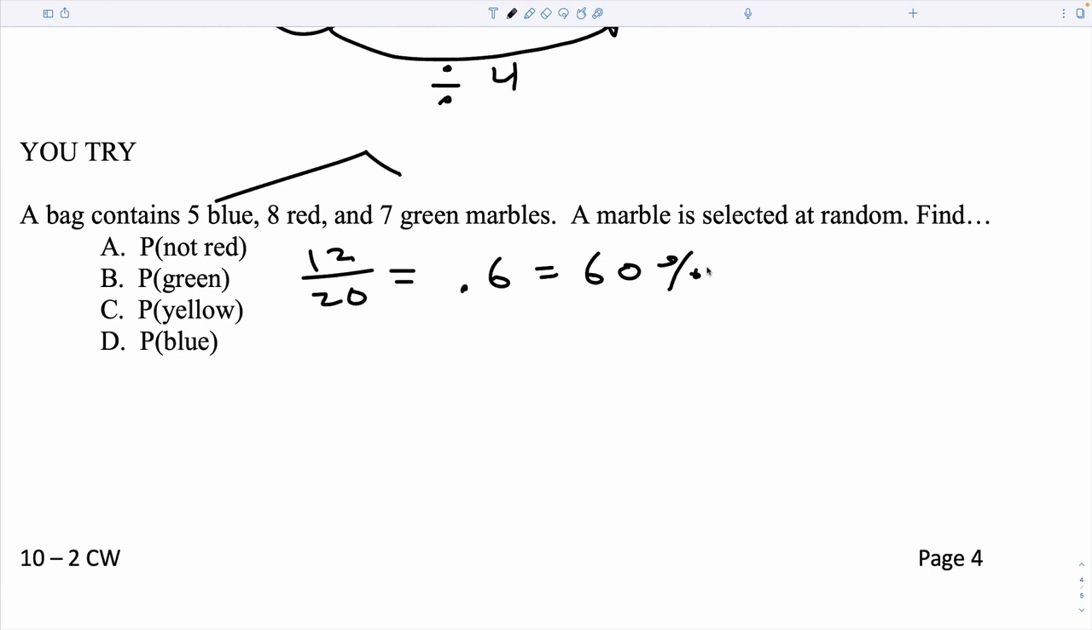No, so this is just like the ones, this is not like that. So just do the probability.